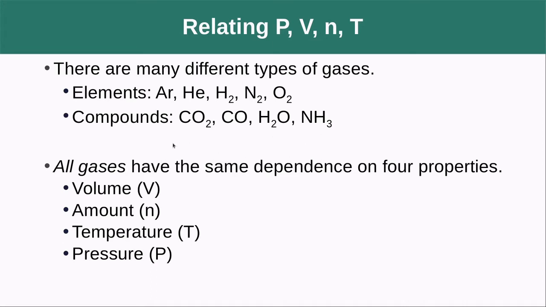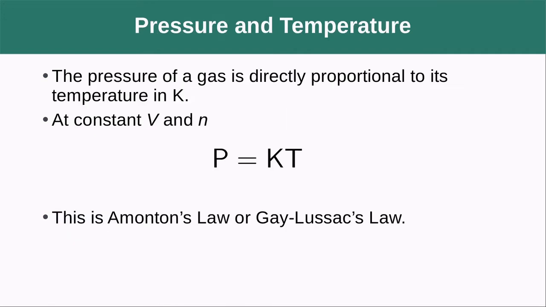All gases, though, have the same dependence on four properties: volume, the amount, which we'll describe as n, usually the number of moles, the temperature T, and the pressure P. The pressure of a gas is directly proportional to its temperature in Kelvin. At a constant volume and number of moles, P is going to equal kT. This means that they have a directly proportional relationship when we write it this way.